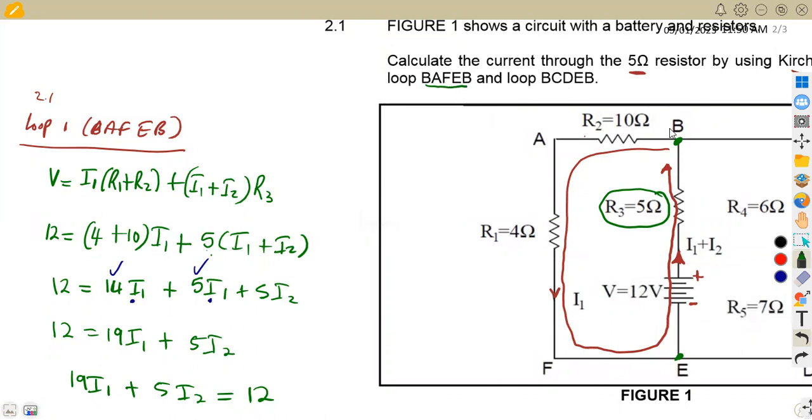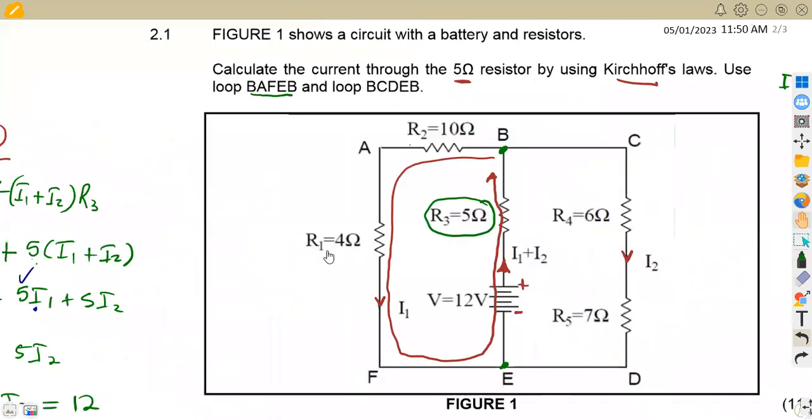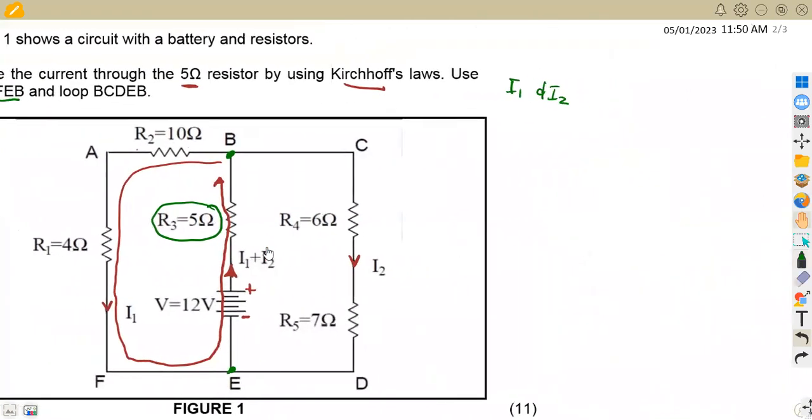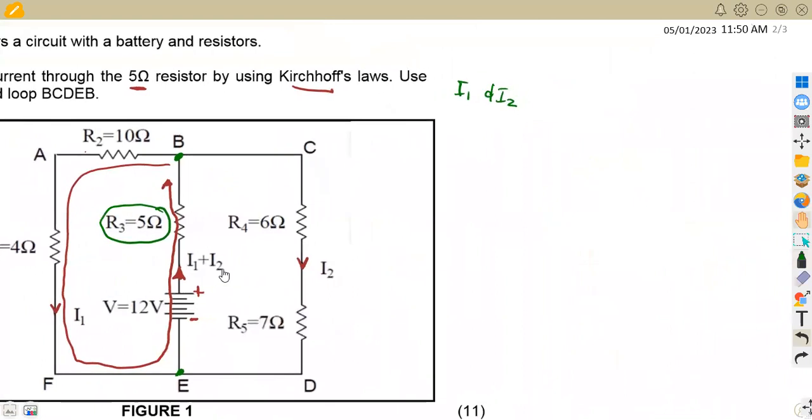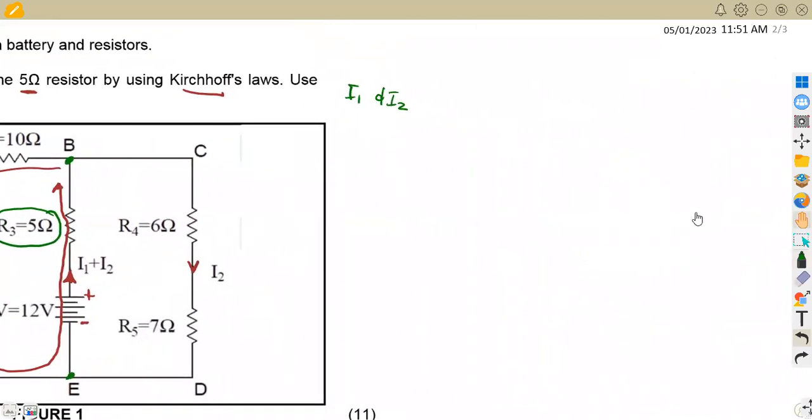So we move on to the second loop that we are given so that we can formulate an equation again. This loop is given as B, C, D, that is from B to C to D to E and back to point B. So I'm going to write these loops. I'm going to push this aside so that we can present properly. This is our loop 2, which is given as B, C, D, E to the point B, like this.